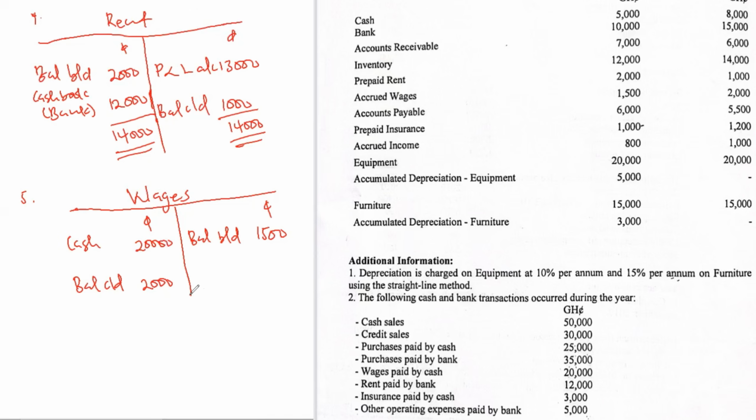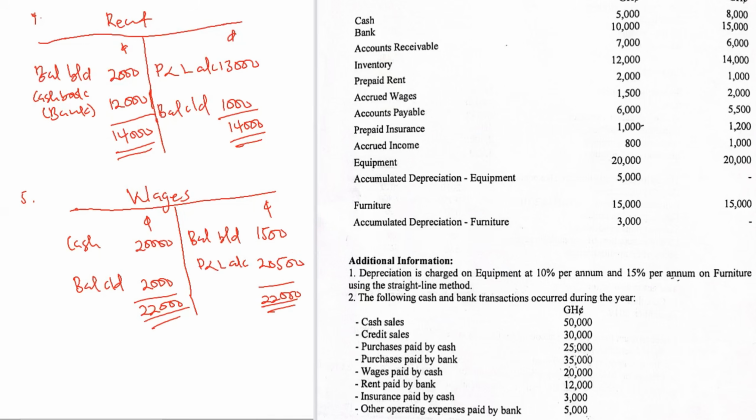So when we balance this, we have 22,000 as the total, which is the P and L account, 2,500. Then we have insurance accounts.